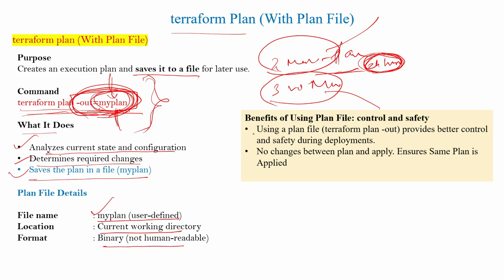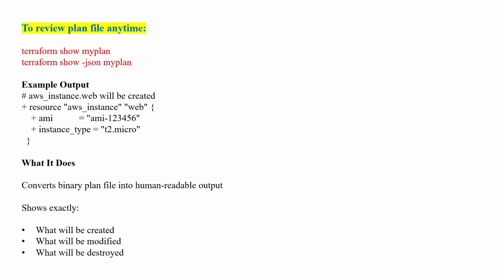Right. So the benefit, as I said, of using a plan file, Terraform plan -out, is that it provides better control and safety during deployment. No changes between plan and apply. Ensure the same plan is applied. Right. So whatever planning you have done, it will ensure that only that change is going to be implemented when you run the apply. Okay. So as I said, you can review this plan file anytime.